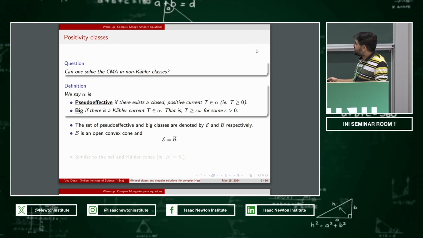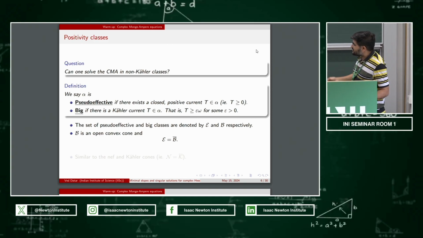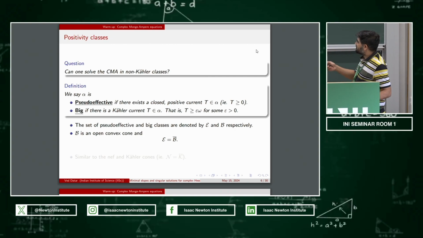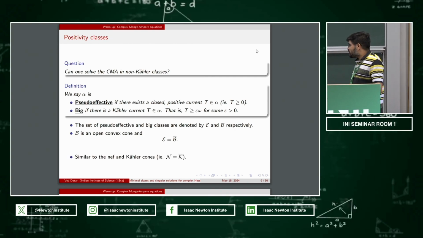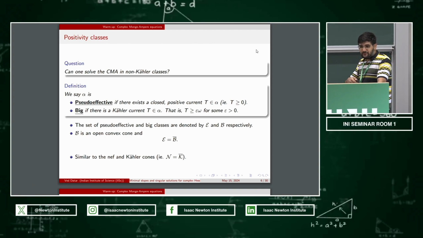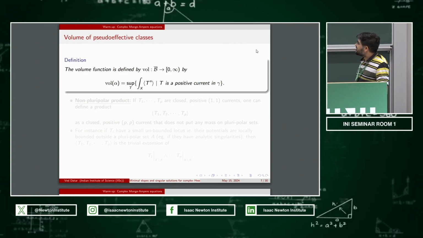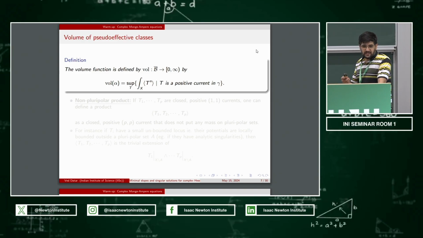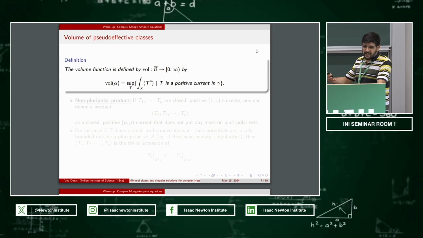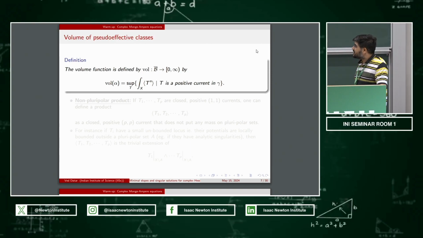We denote the set of all big classes by script B, and B is an open convex cone. It turns out that the pseudo-effective cone is actually just the closure of the big cone. This is somehow similar to the situation with the nef and the ample cones: the nef cone is the closure of the Kähler cone. Then we saw in the talk of KY that to each big class one can associate a certain invariant called the volume.